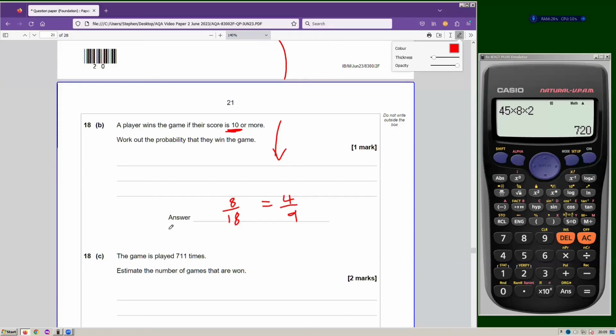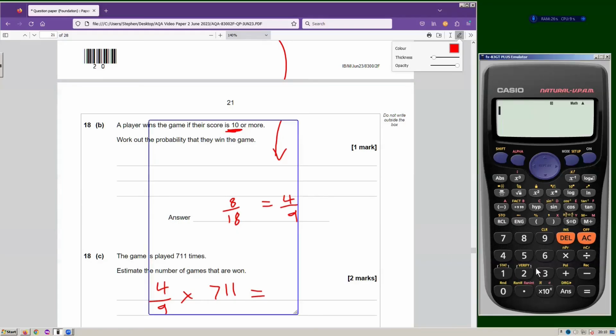The game is played 711 times. Estimate the number of games that are won. Well, we know 4/9 is our probability. The number of games that are won is 4/9 of 711. So we're going to go 4 over 9 times 711. 316.